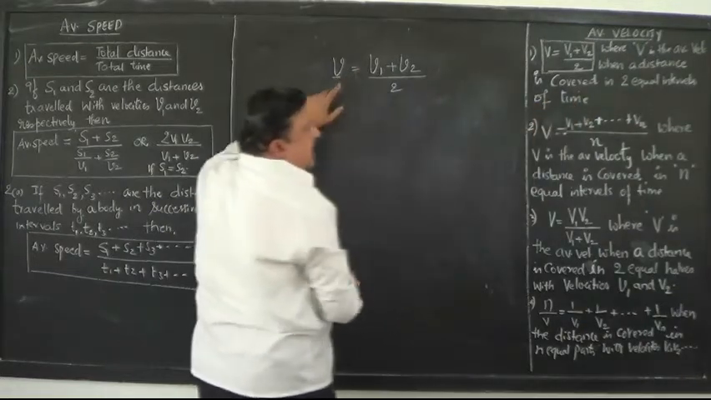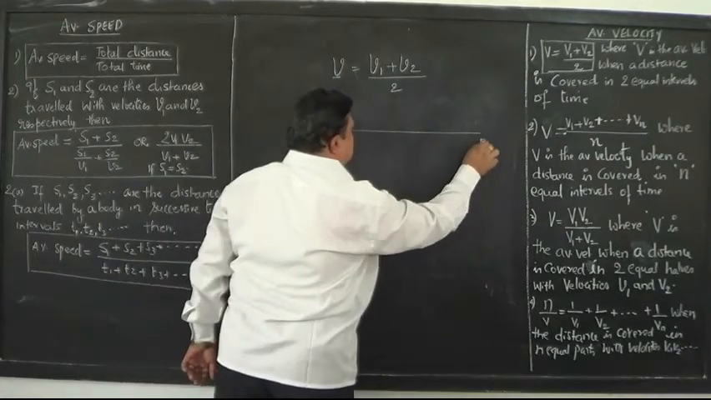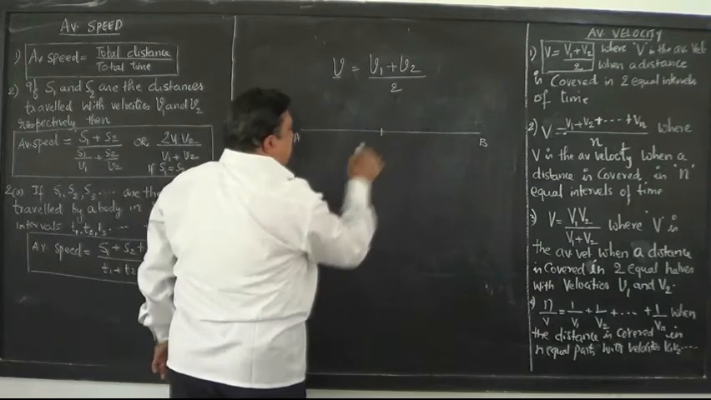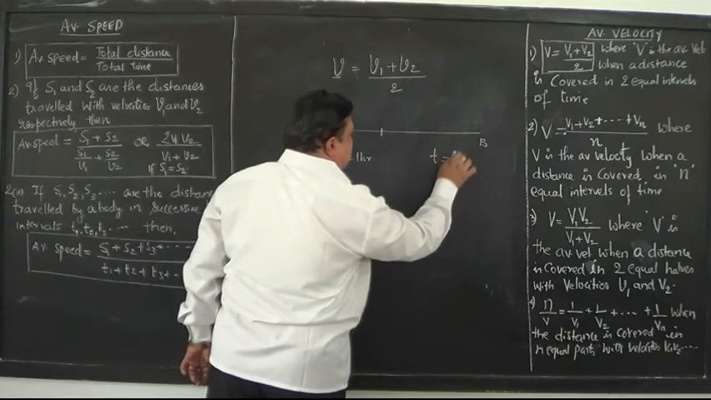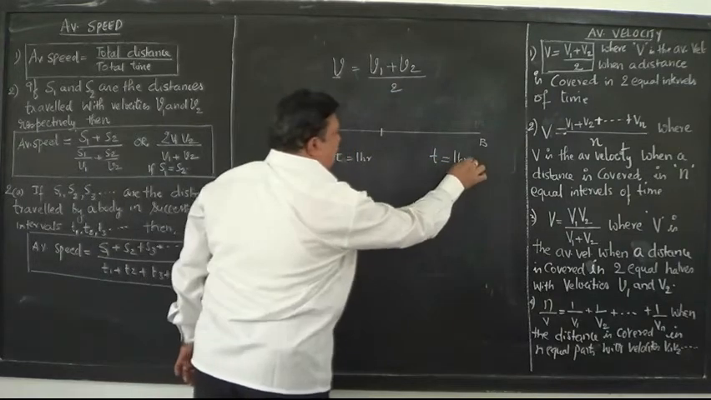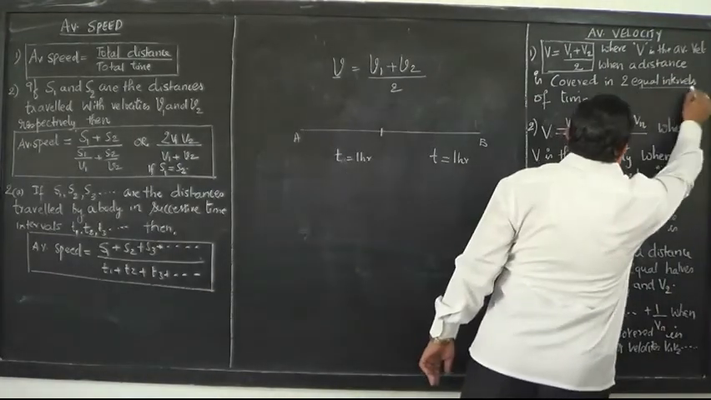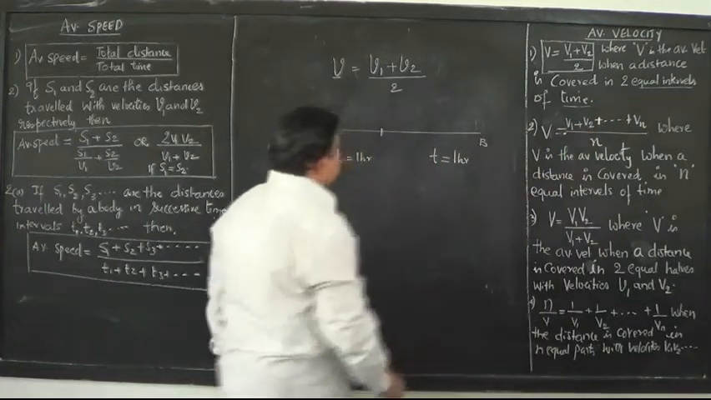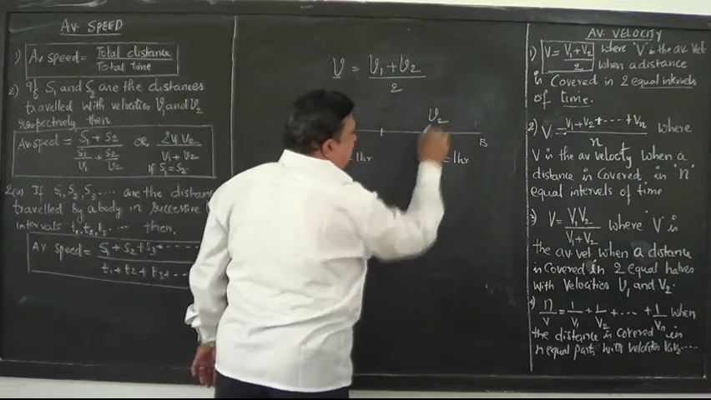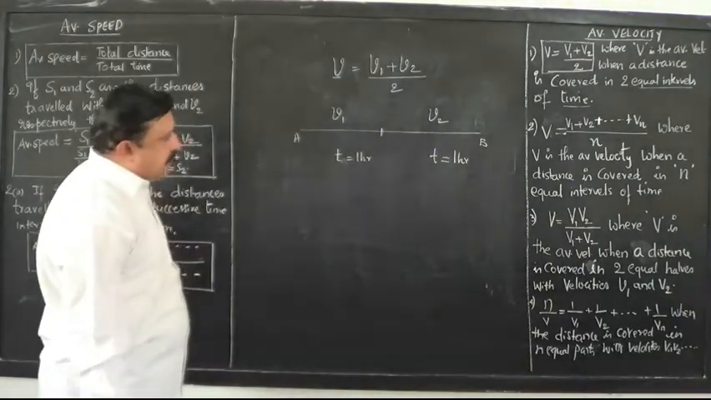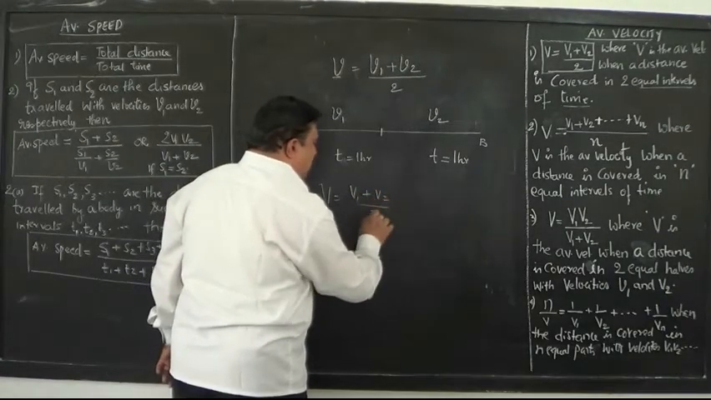This is the average velocity when a distance is covered in two equal intervals of time. Supposing AB is the total distance, and this distance is covered in two equal intervals of time. Say this is 1 hour, and to cover this distance also the body takes 1 hour. Here time is an important factor. It is covered in equal intervals of time. In such a case, if V1 is the velocity for the journey of the first interval and V2 is the velocity for the second equal interval of time, then the average velocity is (V1 + V2) over 2.